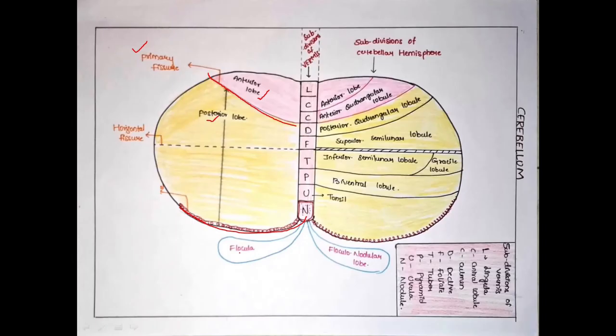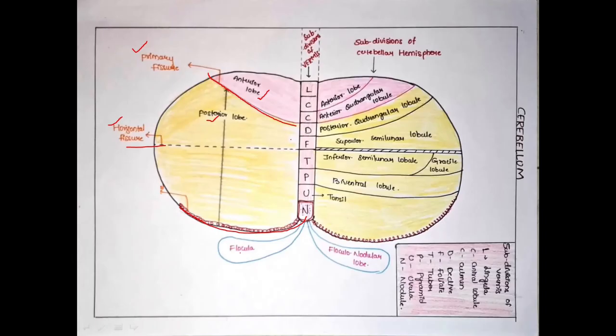And also, as I said initially, we had two halves separated by a horizontal fissure, which is intersecting in the middle of the posterior lobe. And in the next phase, we will be talking about the vermis.